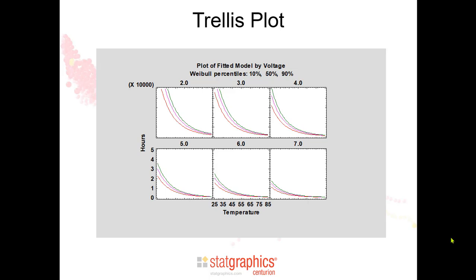We can take that same percentile plot and re-express it as a trellis plot. In a trellis plot, we show that same plot at various levels of a second factor, in this case voltage. You see plots at 2 volts, 3 volts, 4 volts, 5 volts, 6 volts, and 7 volts. It's quite obvious that as the voltage increases, the percentiles get smaller.